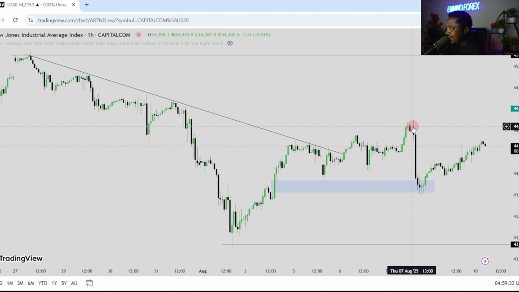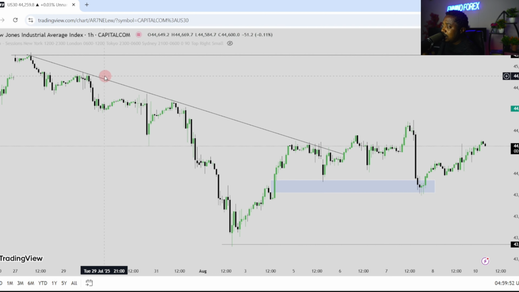So now, what is liquidity? Liquidity is basically money. Imagine a zone where around 1 million traders will place their stop loss. It means there is a lot of money resting in that zone.